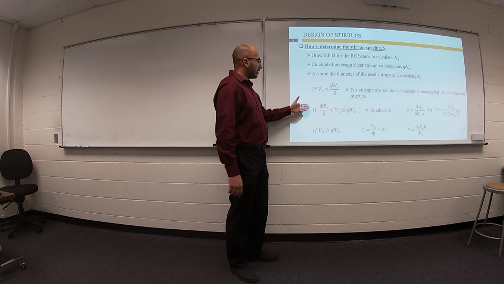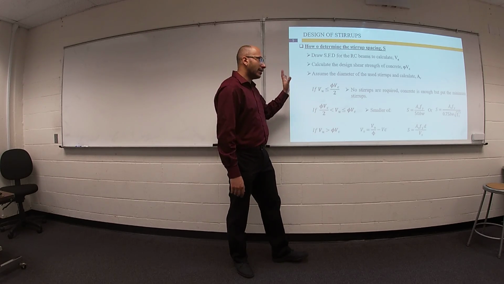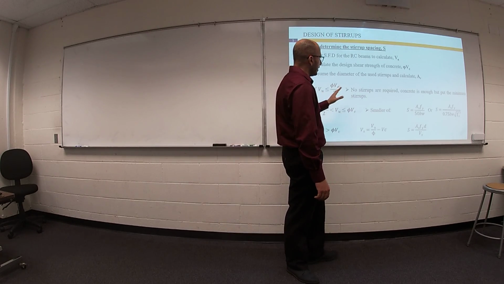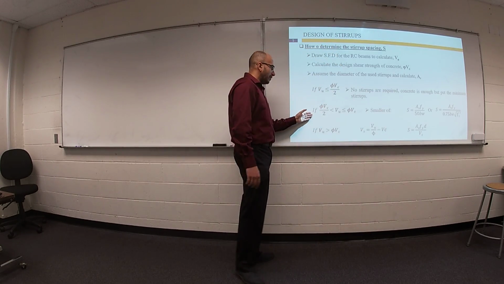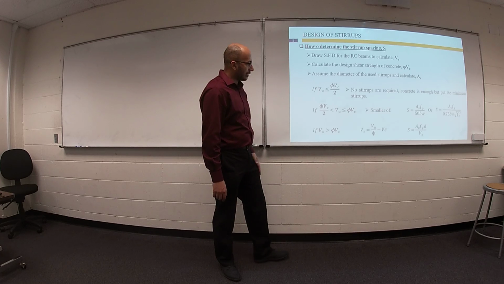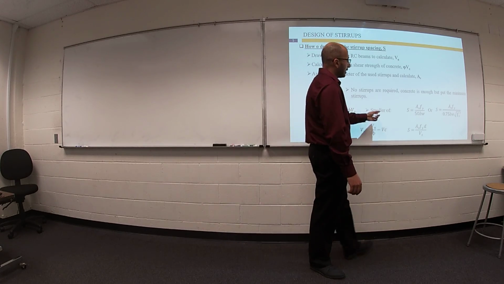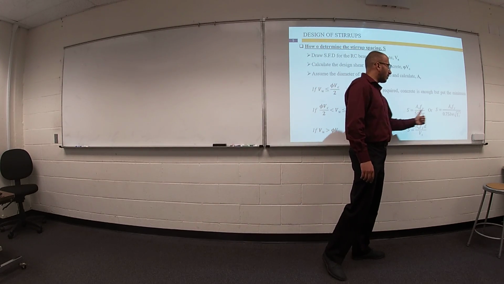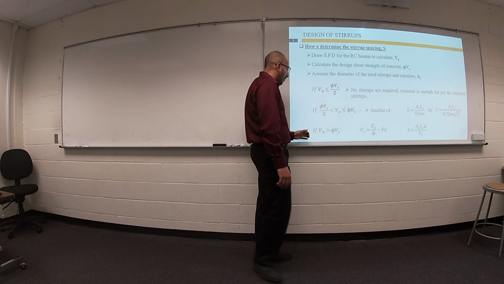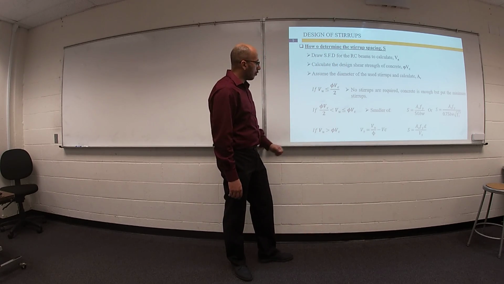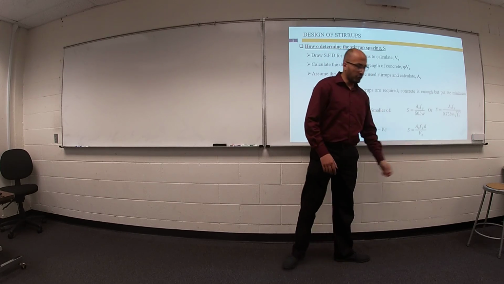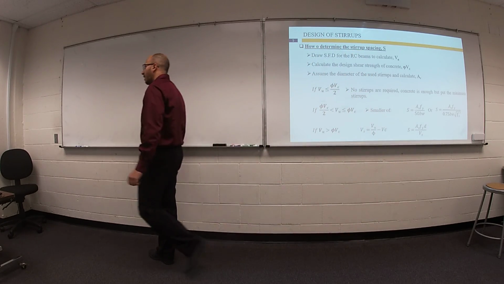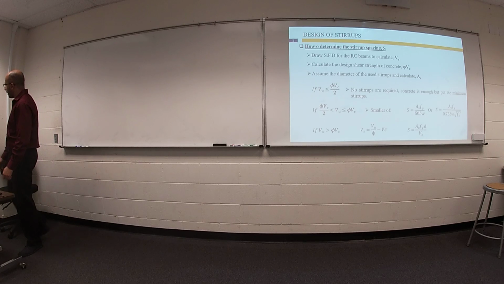Then we have three situations. The first one: if this condition is valid, we don't need stirrups, we will use the minimum. If this situation is valid, then your spacing between stirrups will be this one or this one, the smallest value. If you have a large amount of shear force, then you need to figure out the value of V_s, and then you can figure out the spacing. Once you get the spacing between stirrups, you need to check.